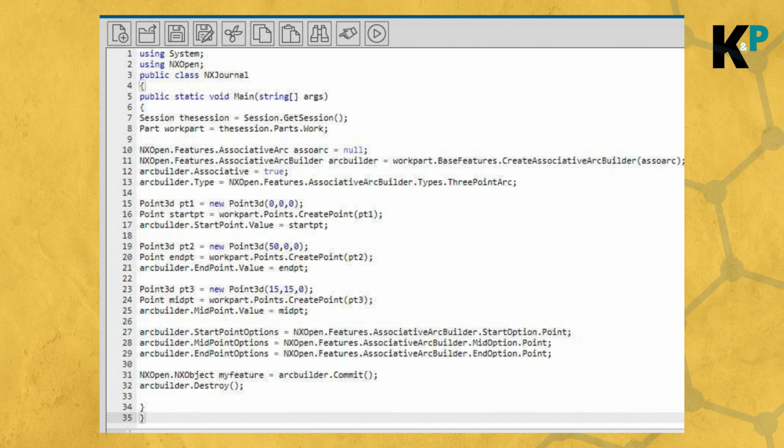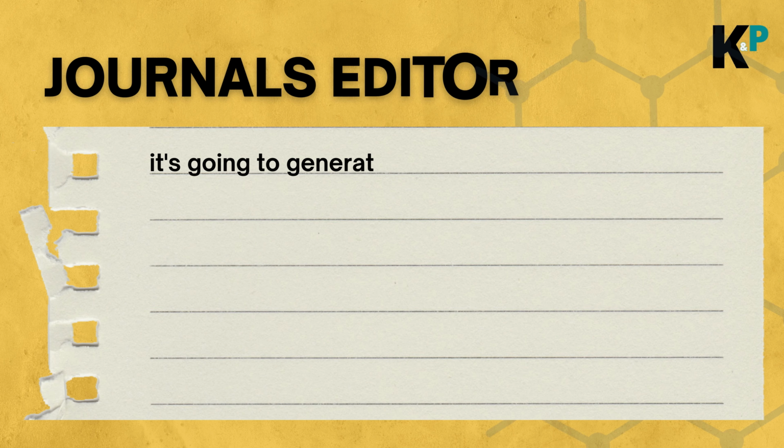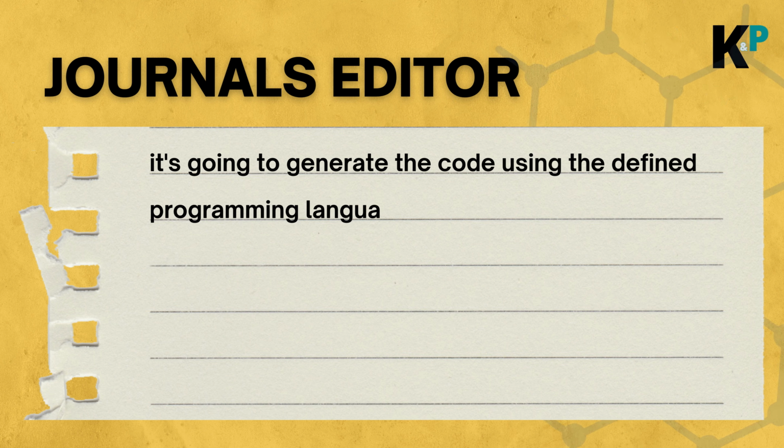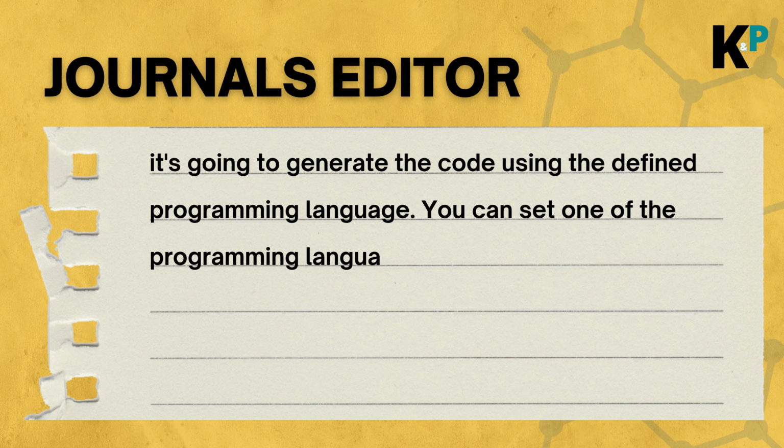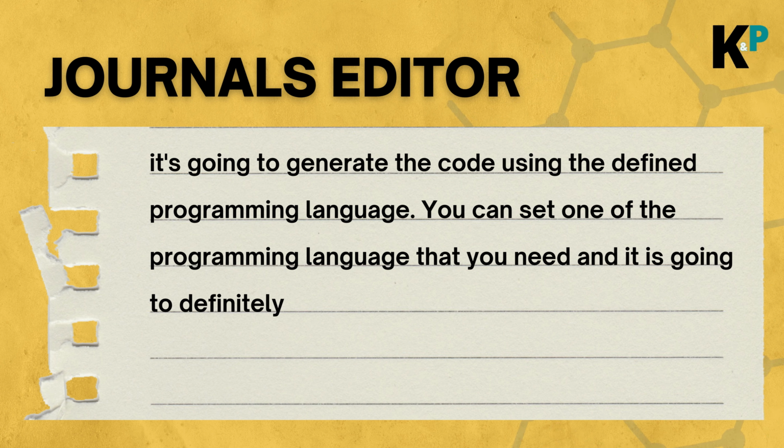Journal editor in NX Open is a tool that allows you to record, edit, and also play back the journals. These journals are nothing but the scripts that capture the user actions within the NX software, and they enable automation of tasks and generation of sample code for the NX Open APIs. It's going to generate the code using the defined programming language. You can set one of the programming languages that you need, and it is going to definitely contain the NX Open APIs.